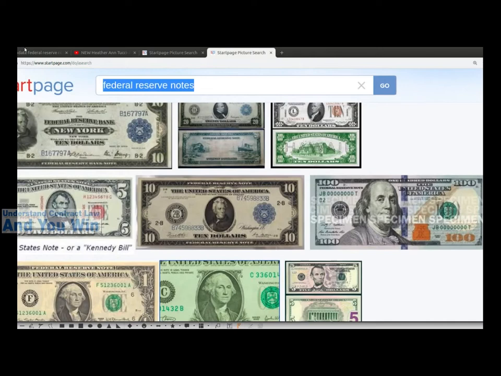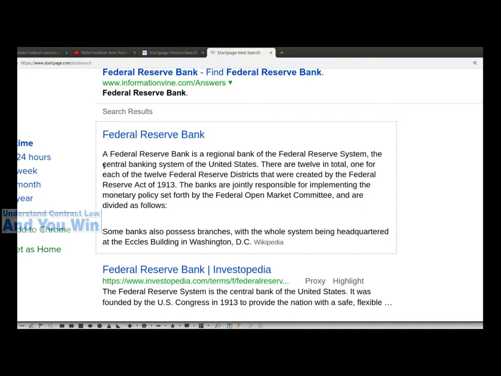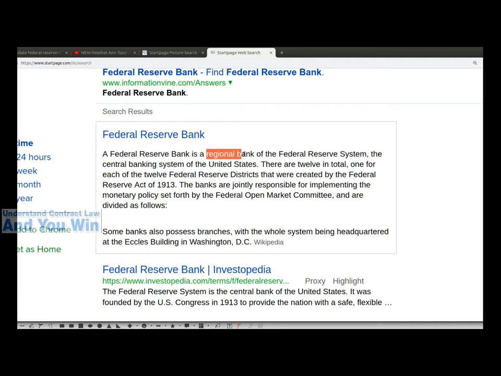Here, let's go. What is the Federal Reserve Bank? A Federal Reserve Bank is a regional bank of the Federal Reserve System, the central banking system of the United States. There are 12 in total, one for each of the 12 Federal Reserve districts, the A through L letters created by the Federal Reserve Act of 1913. The banks are jointly responsible for implementing the monetary policy set forth by the Federal Open Market Committee. So in the first sentence, the Federal Reserve System is made up of 12 regional banks, which is the central banking system of the United States.